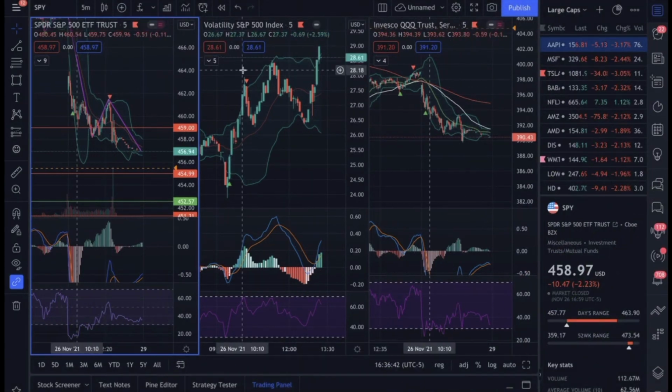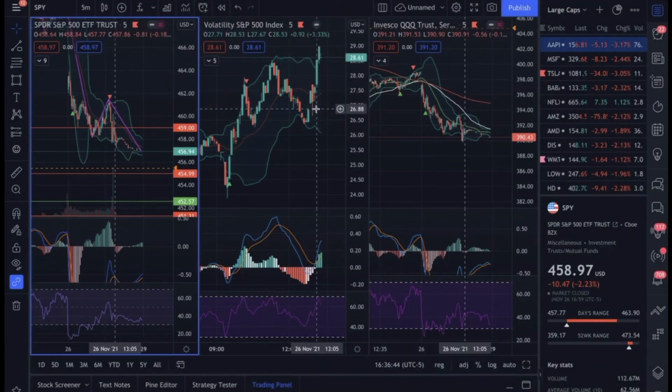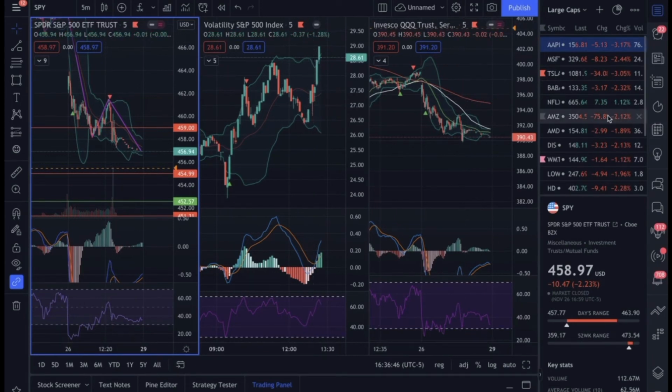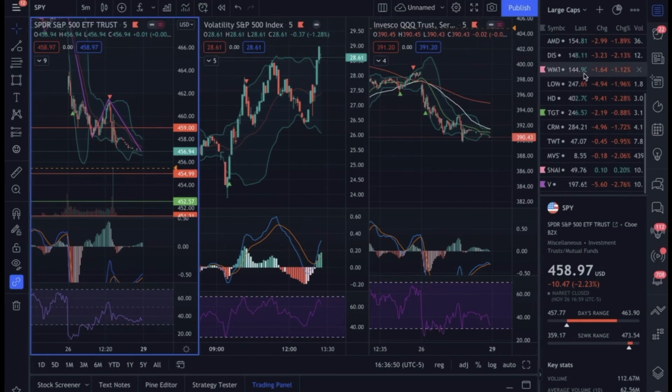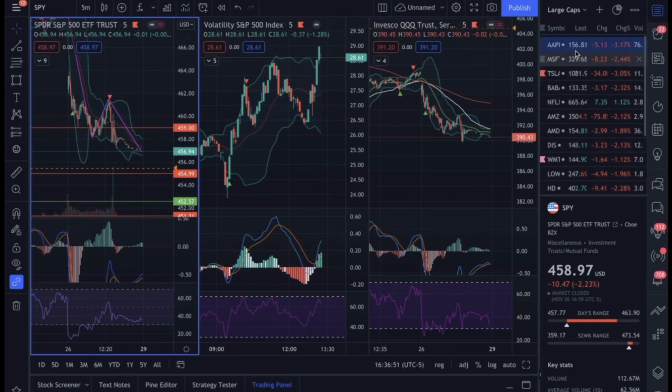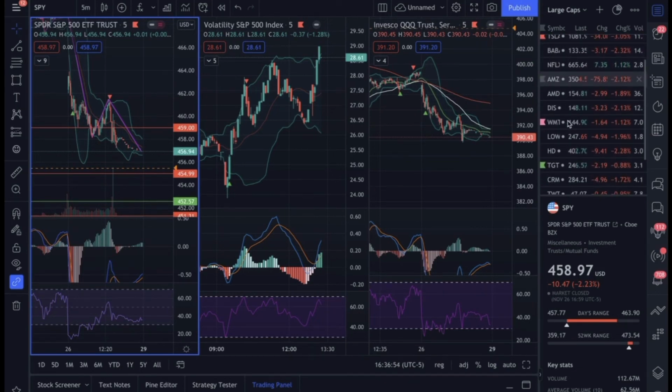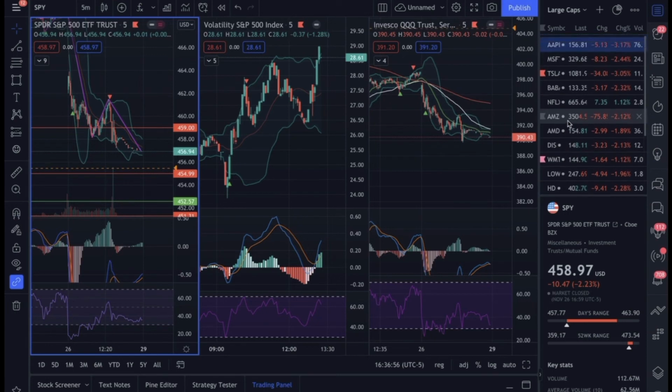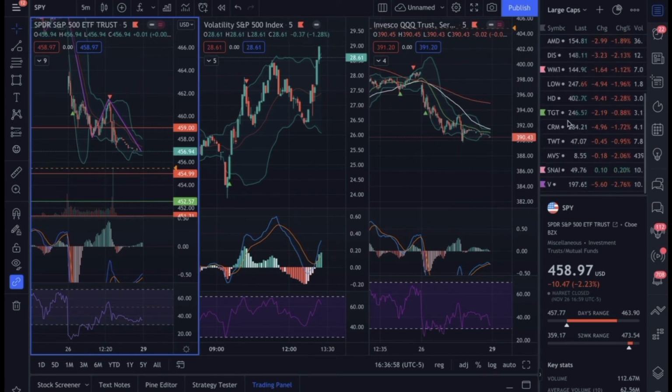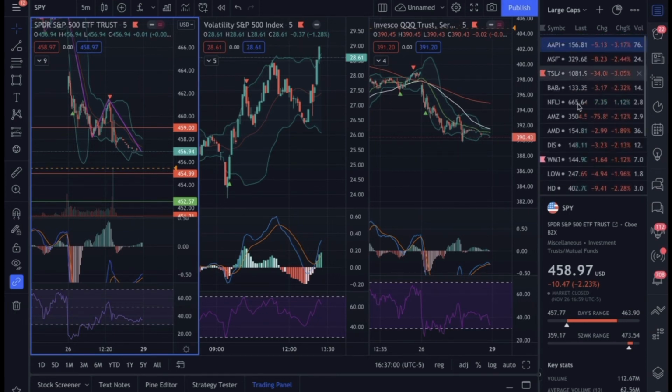I usually use the 5-minute, so I understand what is going to be going on in the market. Can you guys see my watch list on the side? Okay. So I'll have a bunch of large cap stocks that are pretty liquid, like Apple, Microsoft, Tesla, Netflix, etc. And I would keep an eye out on all these.